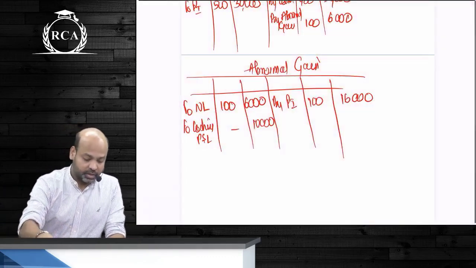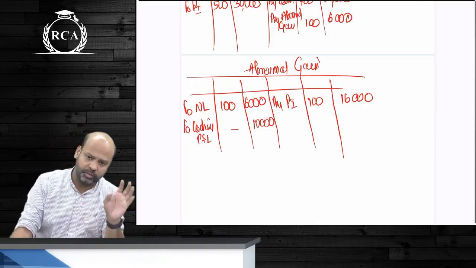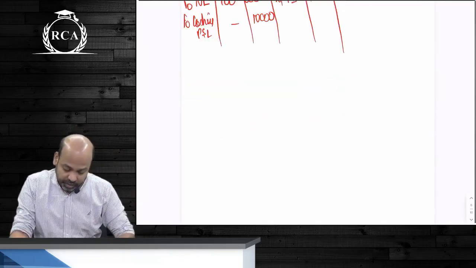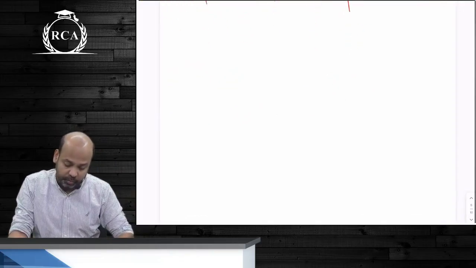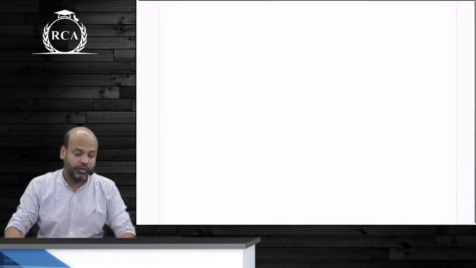This question is a proper question that includes everything related to it. It includes abnormal loss, abnormal gain, and normal loss. The first thing that we will show is the computation of total number of units. I will do it. You will listen first.